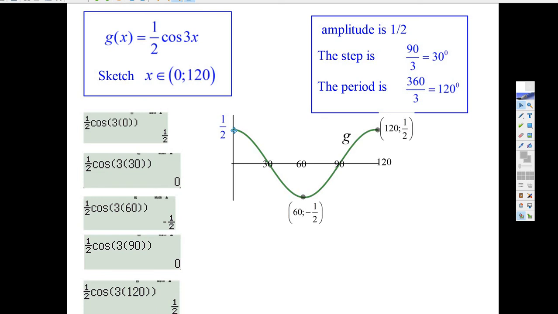Now I'm not sure of the points, so all I do is I put in 0. 1/2 cos 0. I just type it into my calculator. Hey, it says it's 1/2. Then I put in 30. It says it's 0. 60, it says it's minus 1/2. 90 says it's 0. And 120 says it's 1/2. You can get a table on your calculator to do it, but I think it's better to look at each point. It's even better to understand the cosine graph and know that it's going to look like this. But anyways, that's it for trig equations and a little bit of graphing.